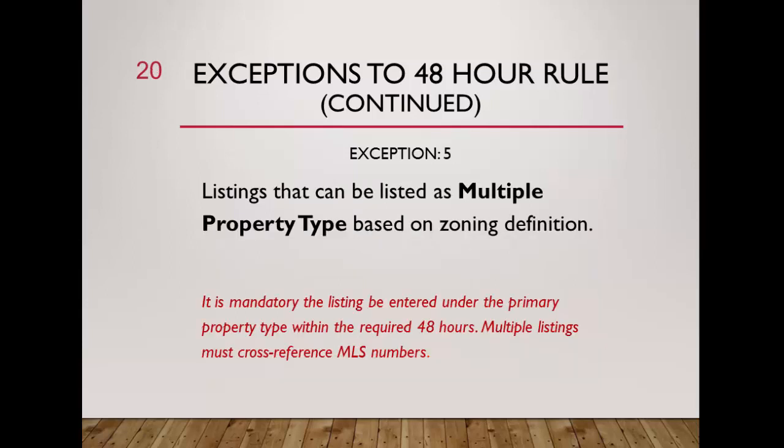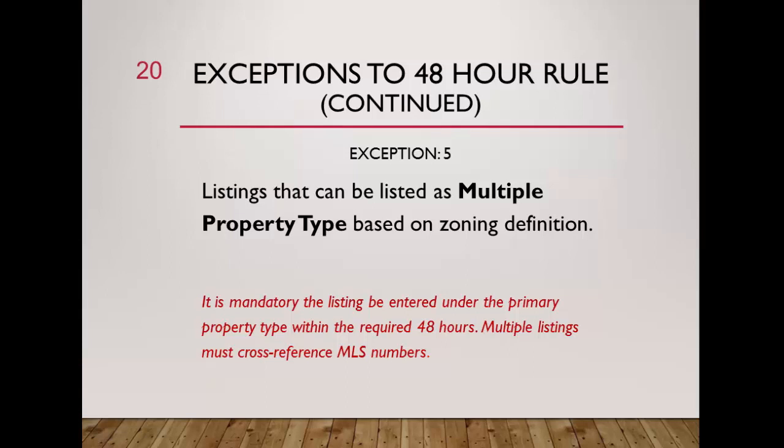And again, listings that can be listed in multiple property types based on their zoning, and that's the key here. They have to be zoned in multiple ways. It can't just be something that an owner states, this property could be used as a residential or a multifamily. There must be proof in zoning.